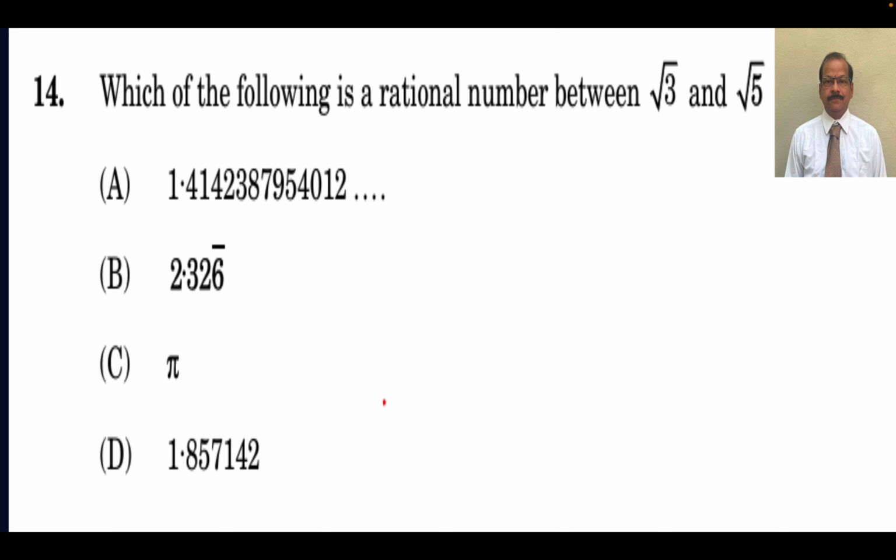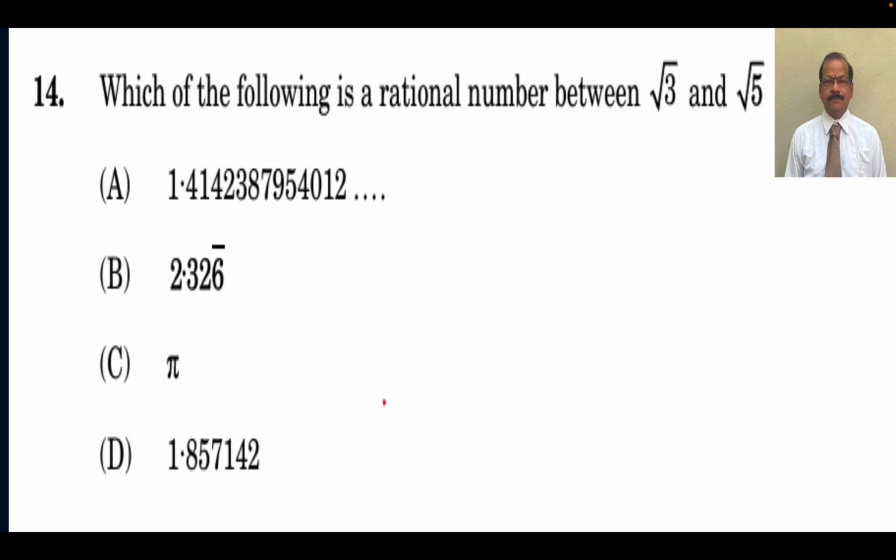Options given are A, 1.414238795401. It is both non-terminating and non-recurring. Therefore, it is classified under irrational number. So option A is wrong. Coming to B, 2.326, where 6 is a repeated one. So this is definitely a rational number, no doubt. But will it lie between root 3 and root 5? That we have to check.